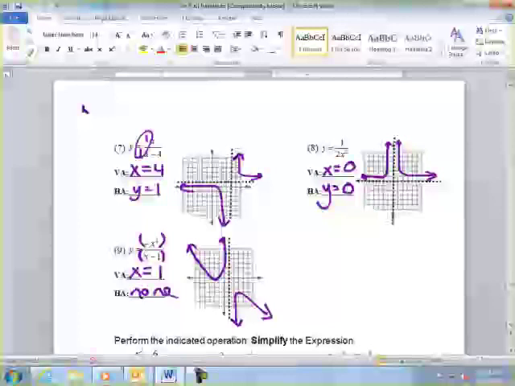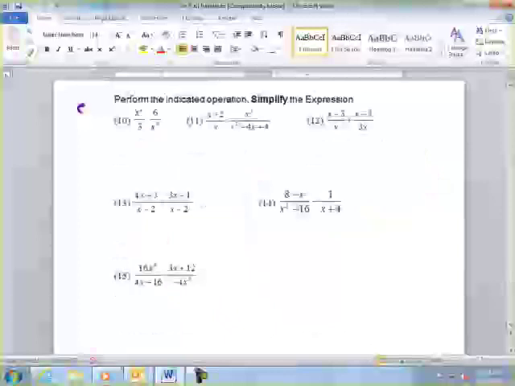Questions on graphing or asymptotes? This section asks us to perform the indicated operation and then simplify. That means we could be doing all different types of math in here, so pay attention to the symbol. So number 5.